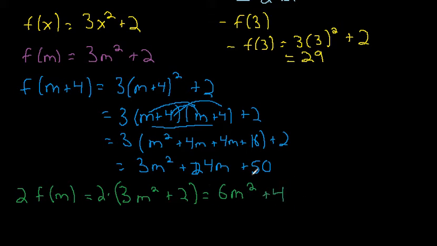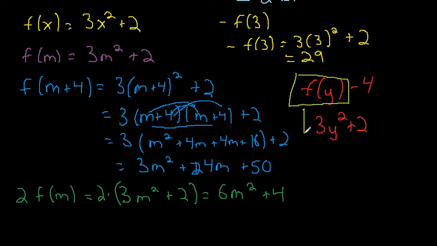Should be pretty clear exactly what I'm doing here, but let's try doing multiple things. Well, actually, one more quick example before I go on to that. Let's say I wanted to find f of y minus 4. Well, f of y is just 3y squared plus 2. So let me mark this in color here, give you a nice visual. So my f of y is just 3y squared plus 2.